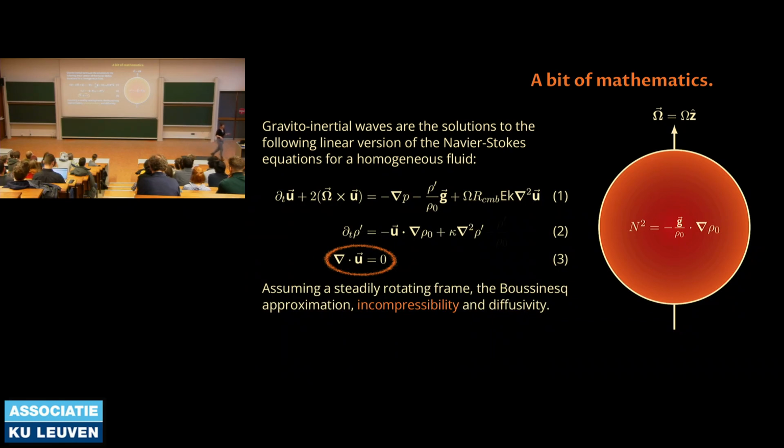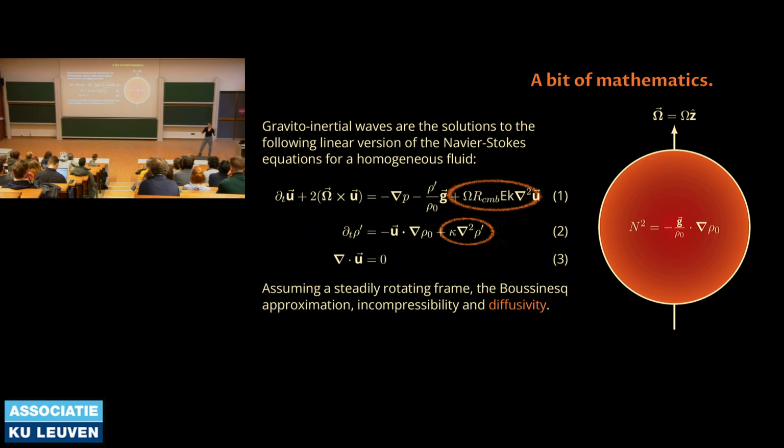And finally, I'm using a diffusive fluid, so viscous on the top and thermal diffusion, and it's usually represented by what I call the Ekman number, because usually I will talk about dimensionless equations. And the Ekman number, Ek, is a dimensionless number that gives the ratio between viscous forces and Coriolis forces.